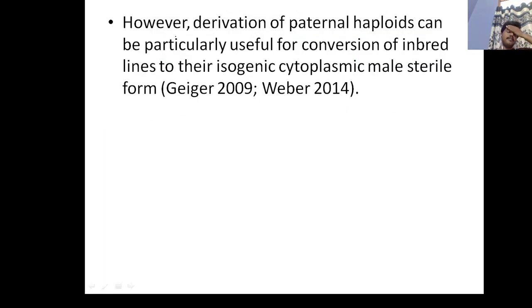However, derivation of paternal haploids can be particularly useful in conversion of inbred lines to their isogenic cytoplasmic male sterile forms. You all know much better, every time cytoplasm is always transferred from the female parent into the progeny. So this is based on that.